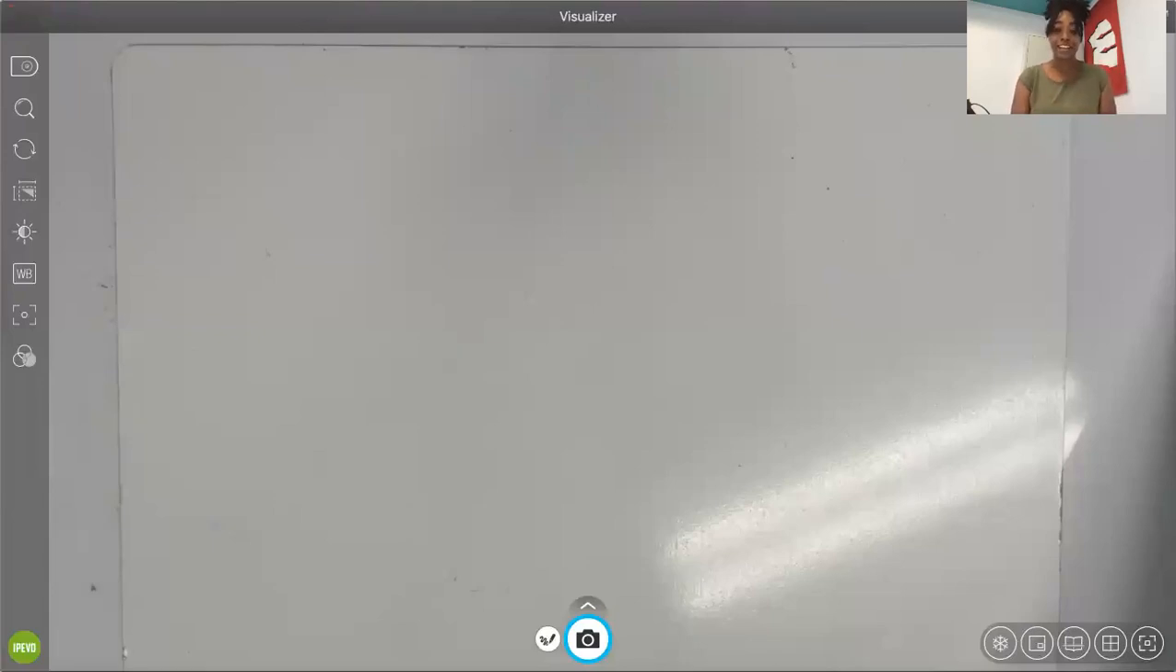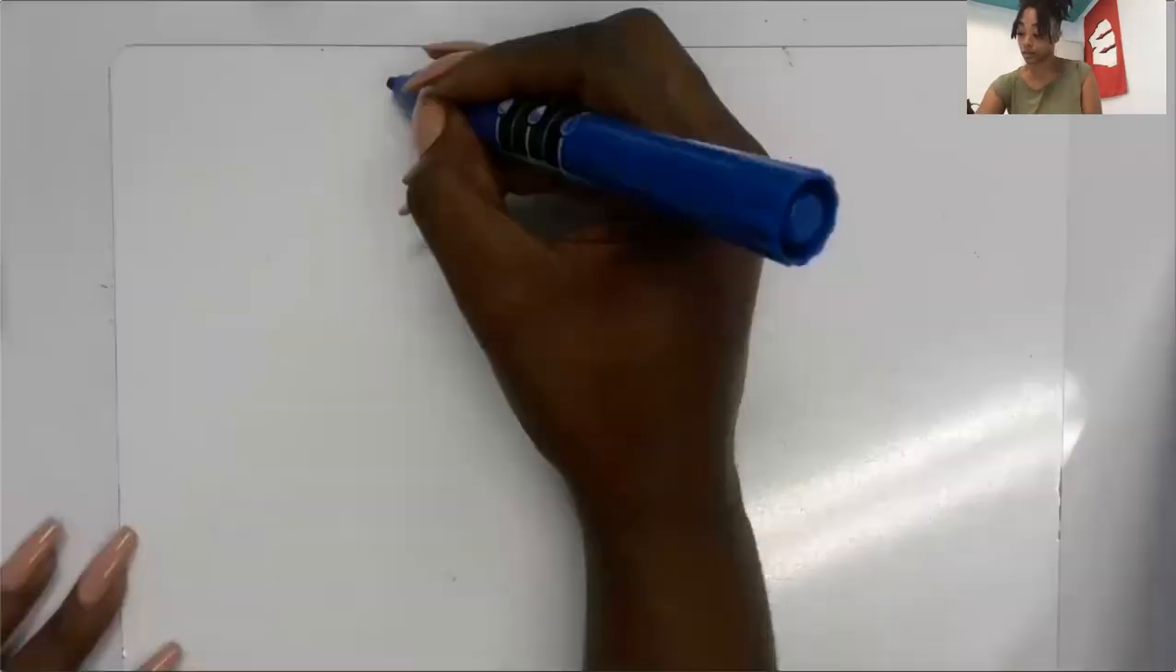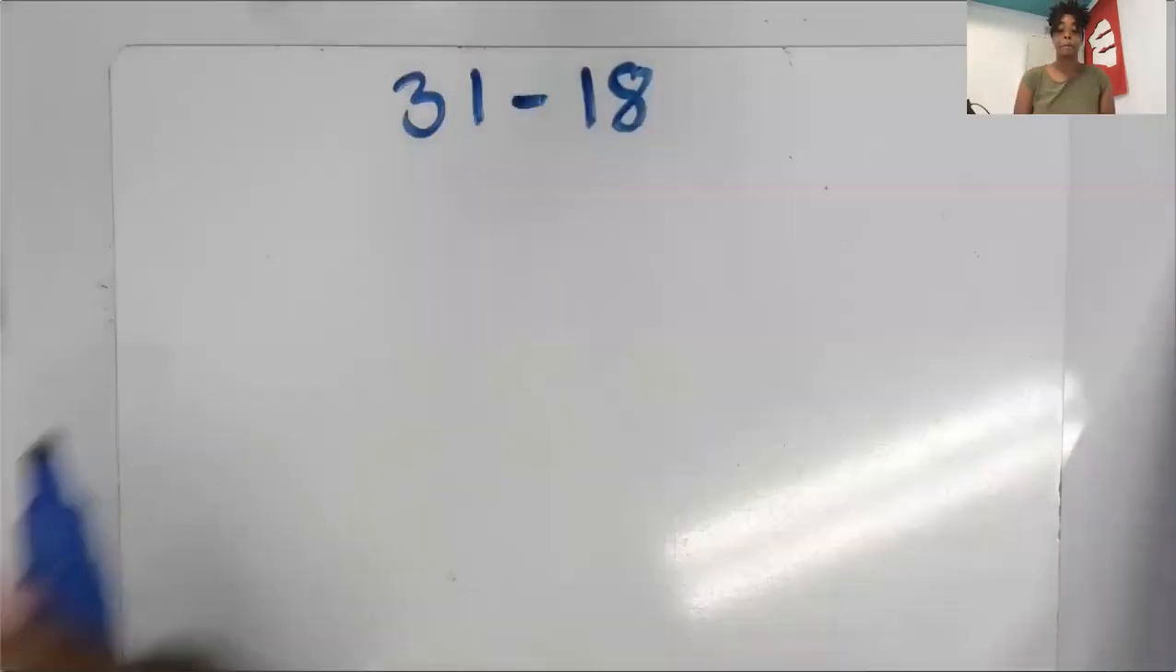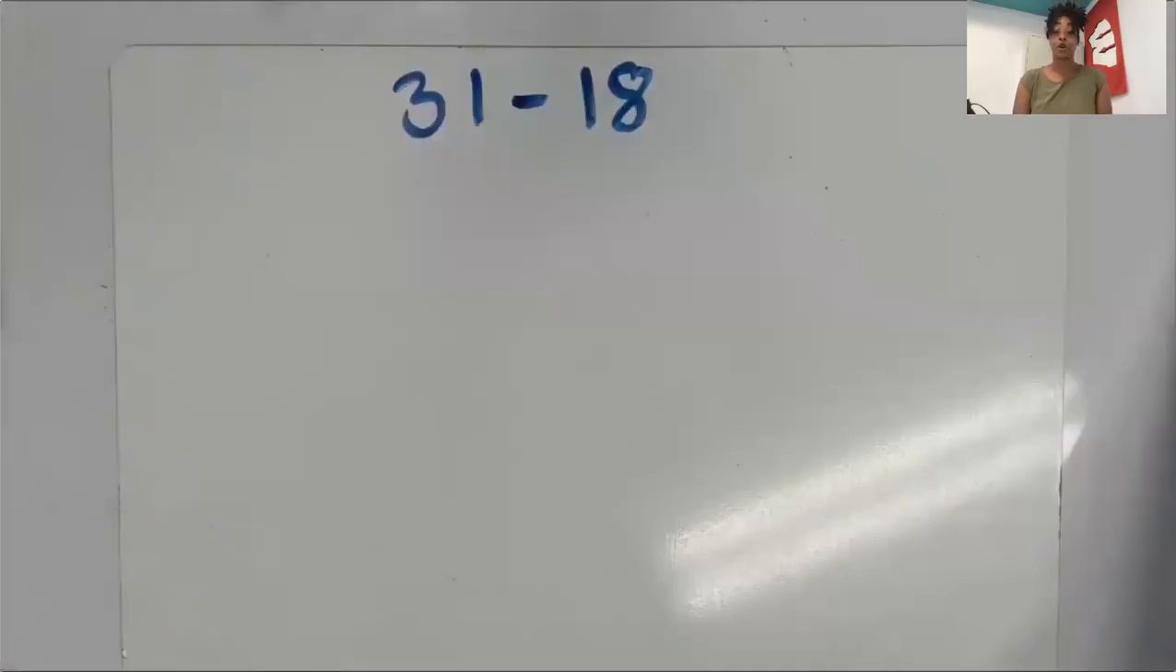Good morning, second graders. Let's do some subtracting. Our first problem is 31 minus 18. We're going to use the simple chip model that we've been using this entire time to subtract.